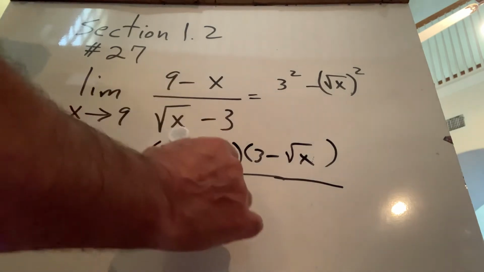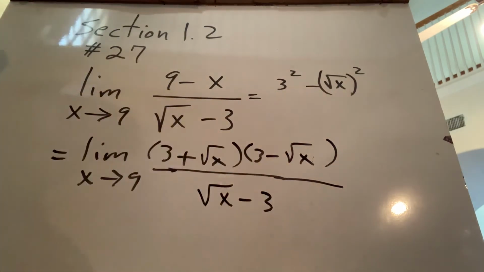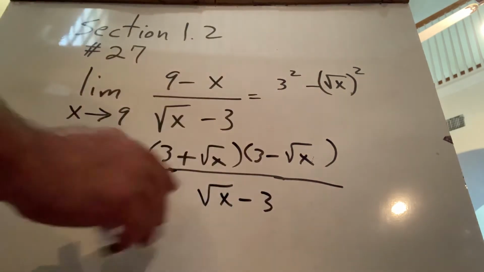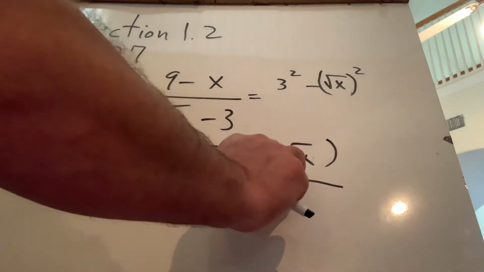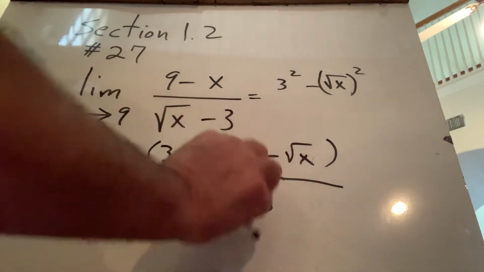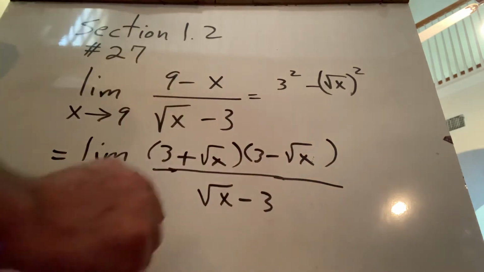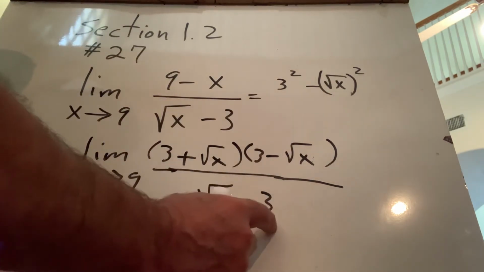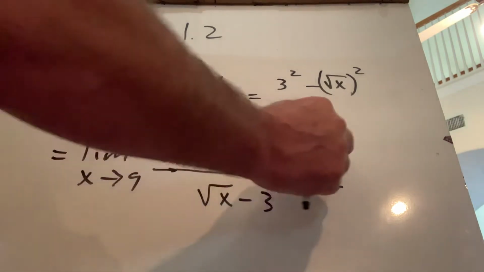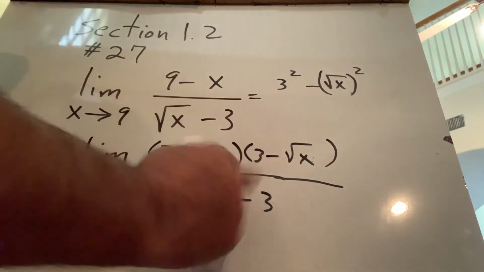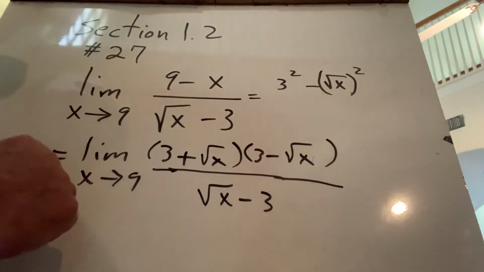Now the bottom, of course, is still the same. So now, as you can see, I'm sure you want to cancel those, except the problem is this is 3 minus the square root of x, and this is the square root of x minus 3. To make these the same, you can either factor a negative from these two terms, or from those two terms. Once you factor a negative, it switches the sign. So it doesn't matter which way you do it.